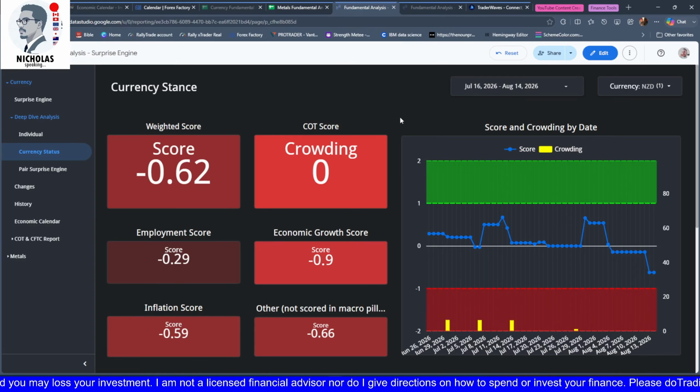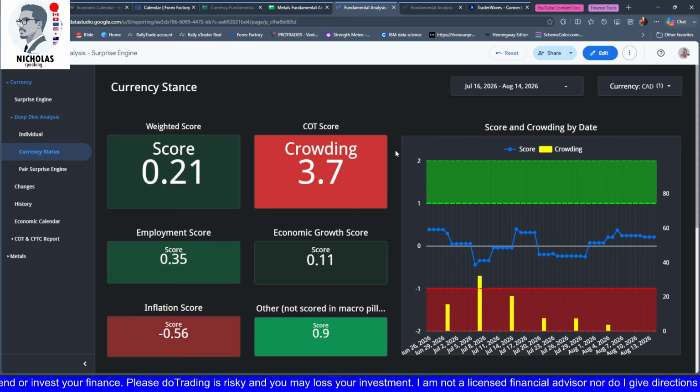We're going to start off by looking into the New Zealand dollar itself. What is happening in this economy? Well, from the surprise engine, what we can see right here is that the New Zealand dollar is extremely weak. Extremely, that is the key word. You can see the weighted score at negative 0.62 and the COT is severely crowding on the sell side of the New Zealand dollar. You can see the New Zealand dollar is reading over the period of days and we see how it's dropped drastically ever since the 5th of August. You see everything is red. It means they are having difficult times keeping up this economy bolted to the ground.